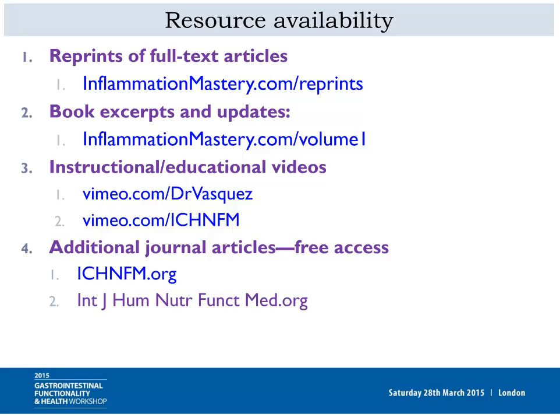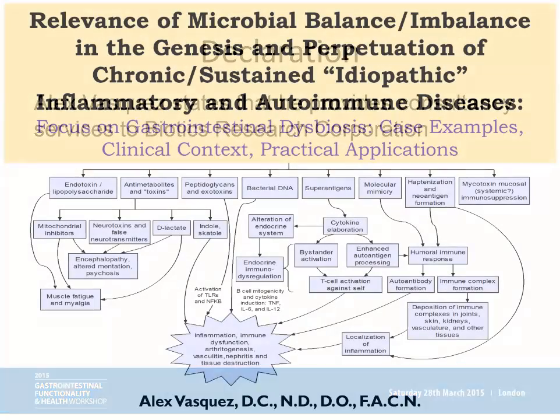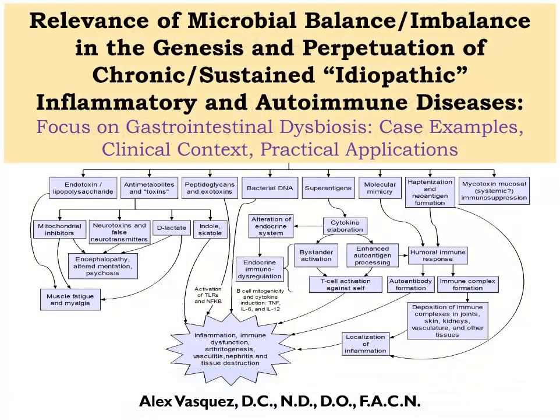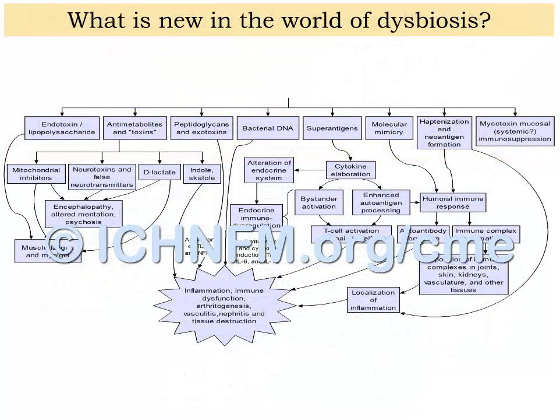So I, as many of you know, have done some consulting work for Biotics Research Corporation. And here's an example of how things have changed, at least in my own appreciation. I actually created this diagram about 10 years ago. And at that time, I thought, well, it's a reasonable understanding of what we know now about dysbiosis. It's in my rheumatology books, for example. But I just want to show you the update. So again, this was the previous version.